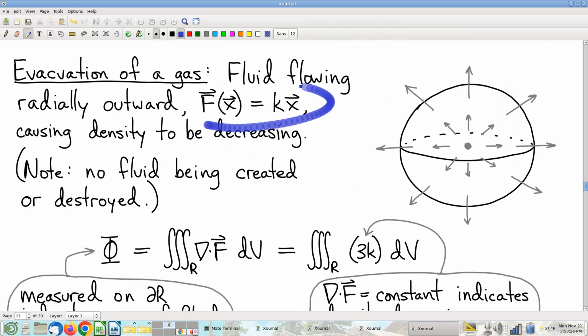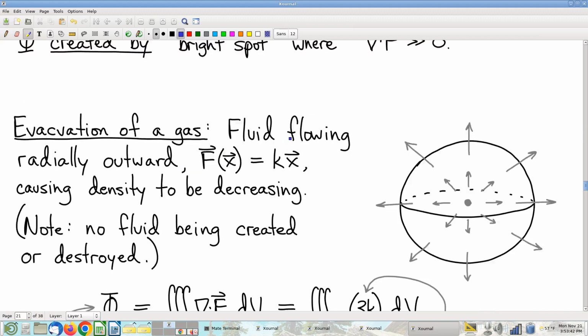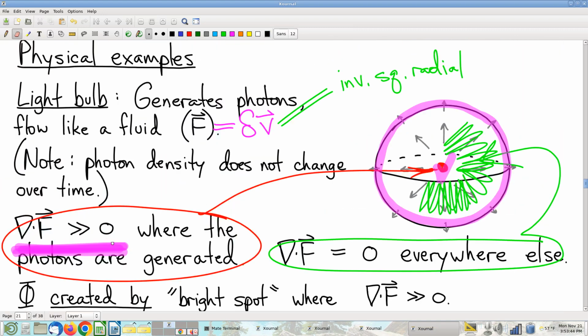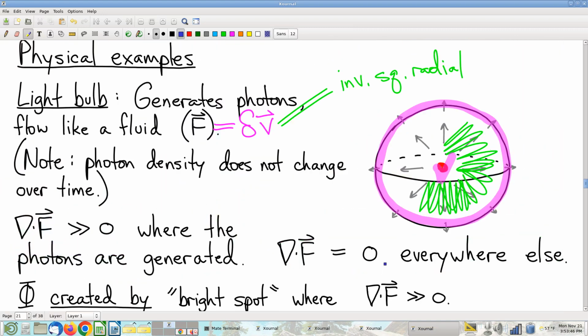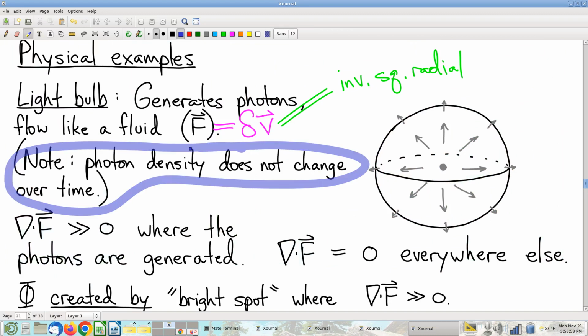There is a flow of fluids, but it's not because gas is getting created. No gas, no fluid is being created or destroyed here. It's just moving. Okay. The other big difference to note, coming back up to the light bulb story: this was a steady state thing, and we talked about this. The photon density doesn't change over time.